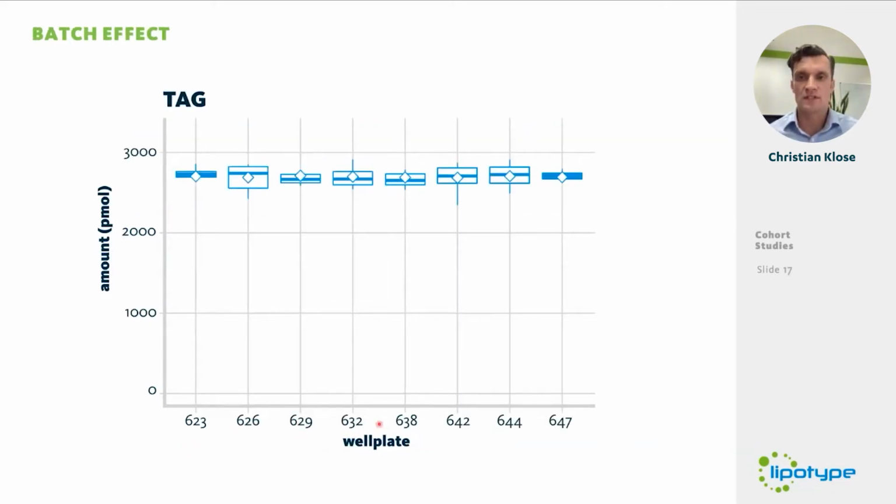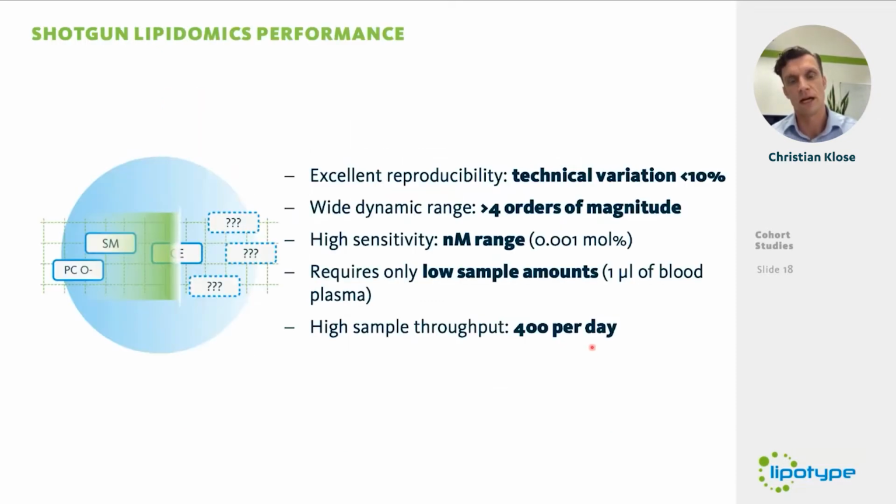And the same holds for samples being present on different well plates and measured, for example, on different days. So the reference samples really help us to monitor batch effects. And again, we expect the lipid values to be similar, independent from the plate, from the mass spec, from the analysis day, or from the person who did the analysis. And this is shown here for example for triglycerides. So these are only a few of the measures that we take at Lipotype to ensure optimal analytical performance and highest data quality. And in this way, we really achieve excellent reproducibility.